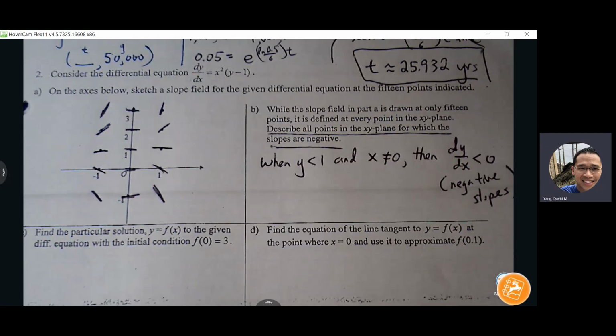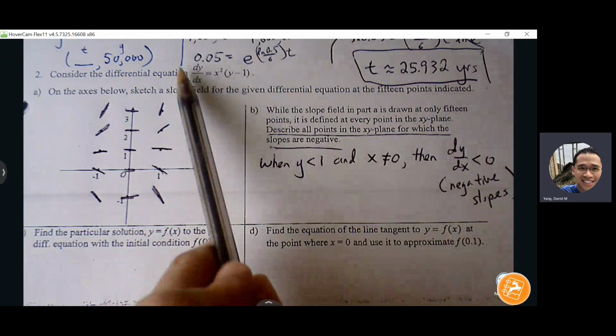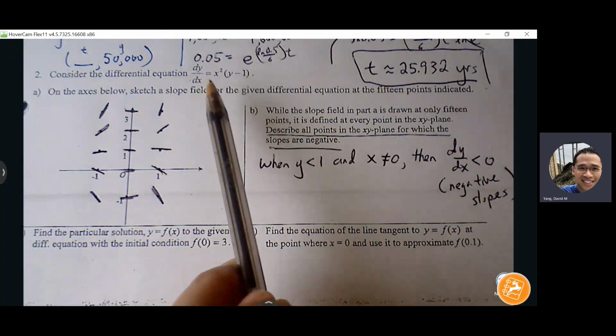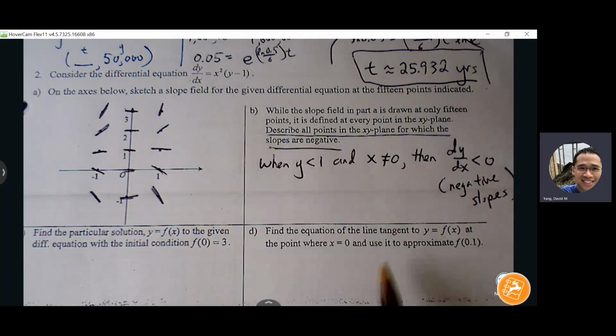Okay, part C, it says find the particular solution given the differential equation. So we're going to use this, right? Separate variables, go through all of our calculus stuff. Now, this is different than part D, which is saying find the equation of the line tangent to the graph.